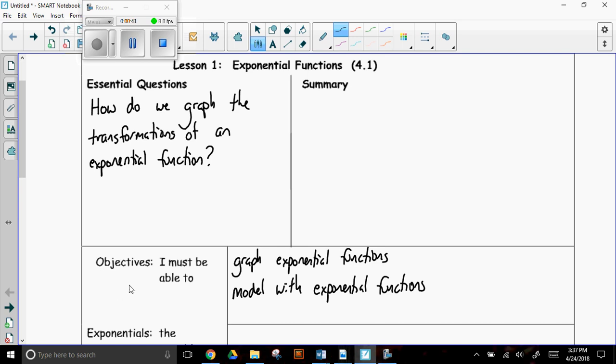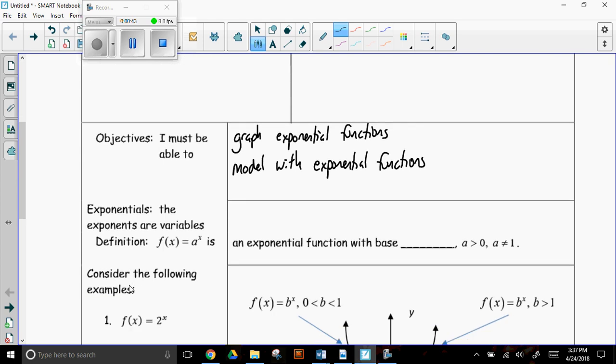Exponentials are set up like this. If I have anything where the variable is in the exponent spot, that's going to give me my exponential. Specifically, my definition is f of x equals a to the x is an exponential function with base a, with a greater than 0, so it has to be positive, and a not equal to 1 because 1 to any power is just going to be 1.